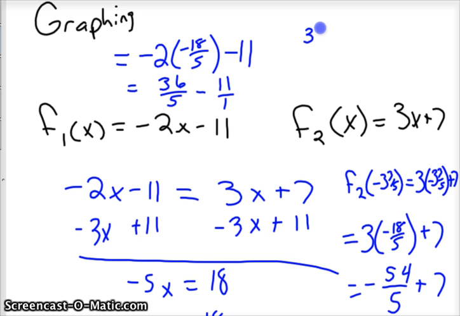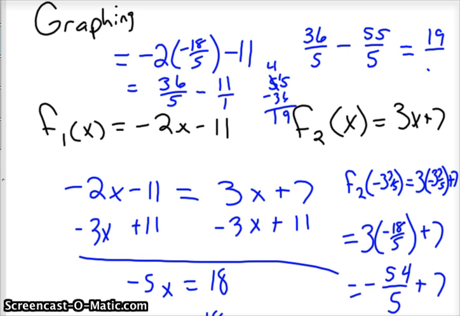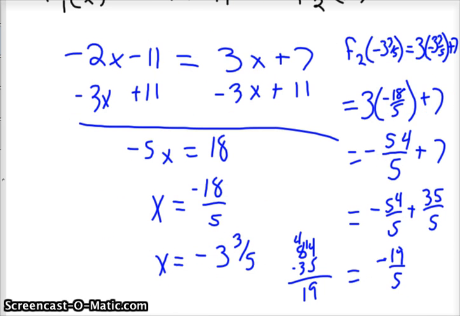So now you've got 36/5 minus 55/5 for common denominator. And when you check that, 55 minus 36 is 19. Imagine that. Negative 19/5. And so we've kind of verified it algebraically. I apologize, it's not very organized. You definitely need to organize that better than I just did. But your answer where they meet is negative 3 3/5 and negative 19/5.